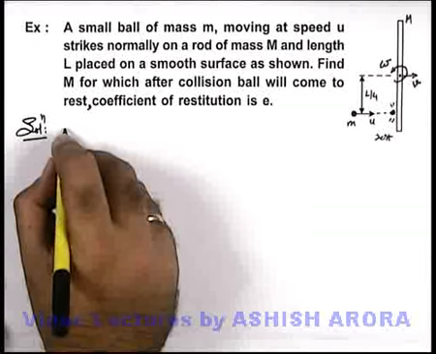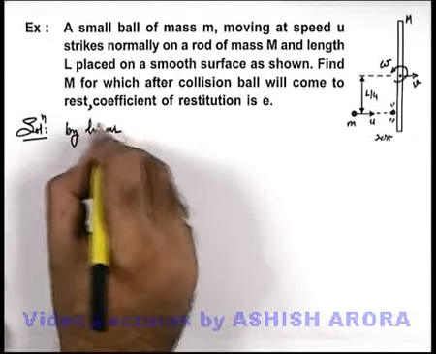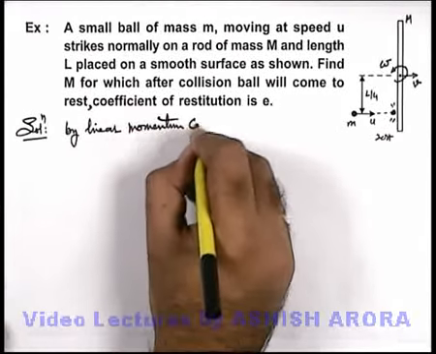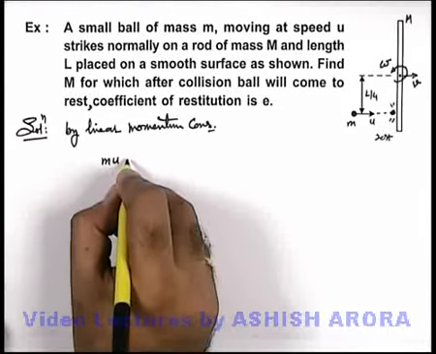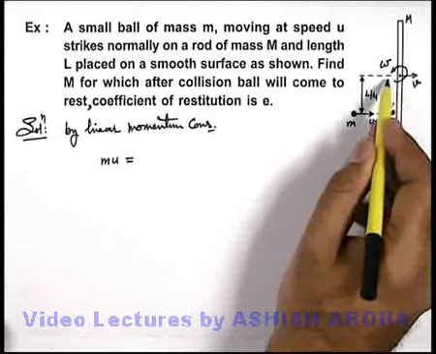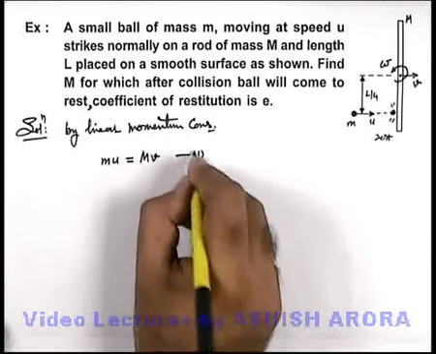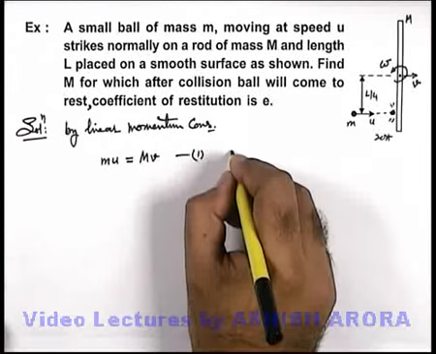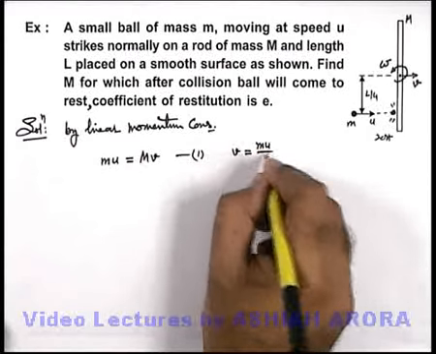So the very first thing is, in absence of external forces, we can write by linear momentum conservation, the initial momentum of the system was mu, and after collision, as the ball will come to rest, the final linear momentum of the rod we can write as Mv only. That will be our equation 1. This will give us the final velocity of the rod, which is small m u by capital M.